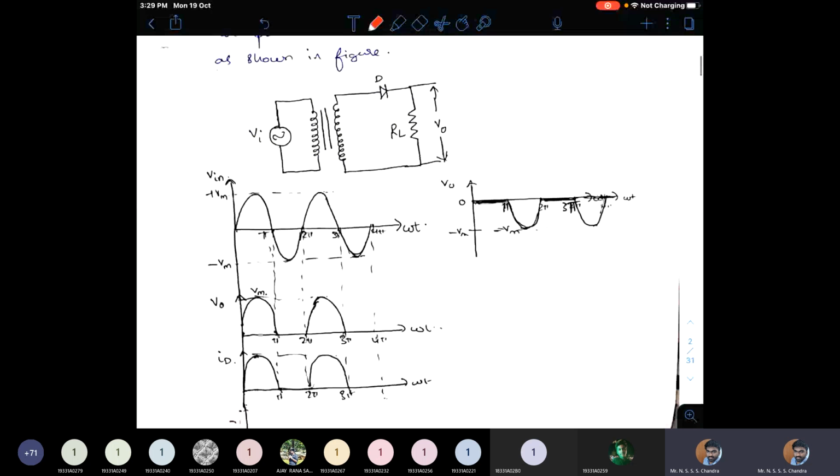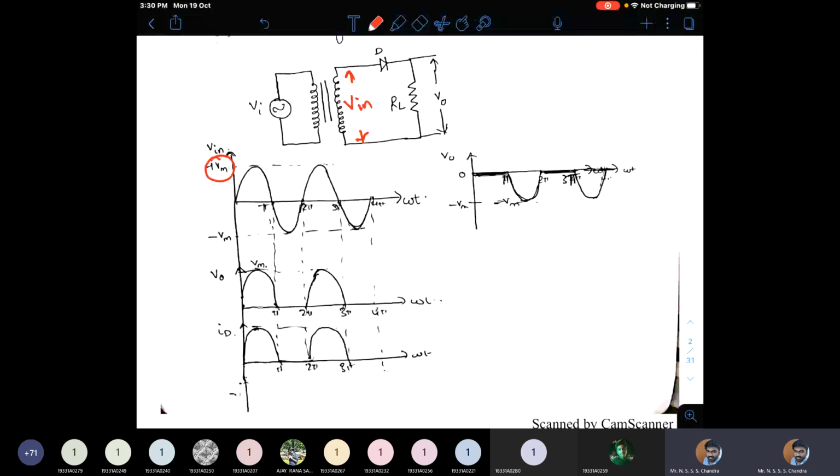Now let us consider the input we are giving. This is VIN, whose peak values vary from plus Vm to minus Vm. The supply is a sinusoidal supply with peak value Vm. So the input voltage VIN is equal to Vm sine omega t, where omega t is in radians. Omega is the angular velocity, t is time. If we multiply them, we get the angle in radians.